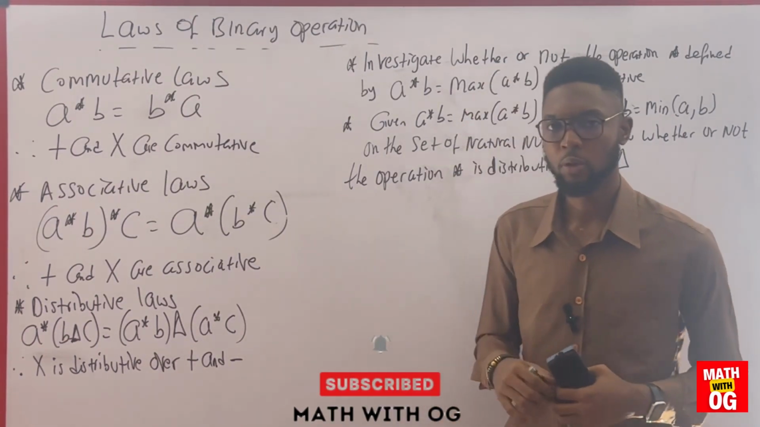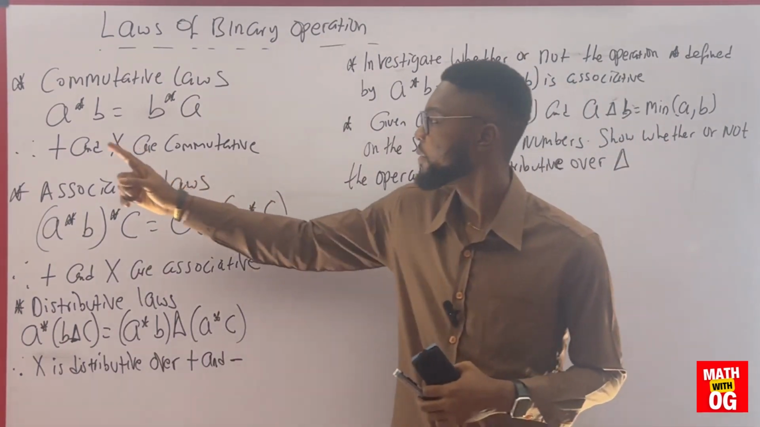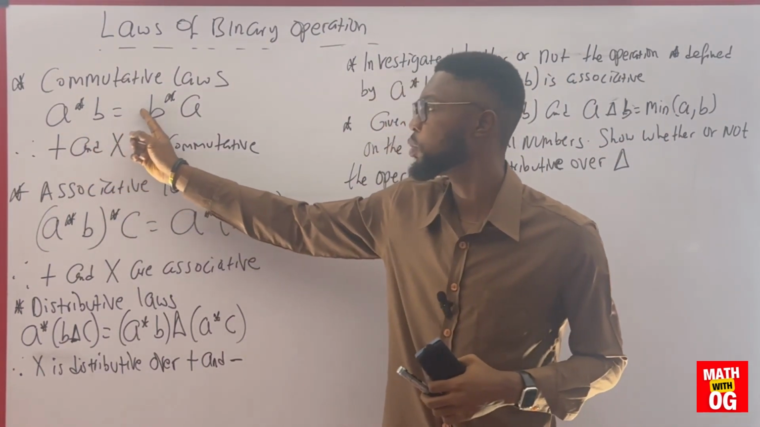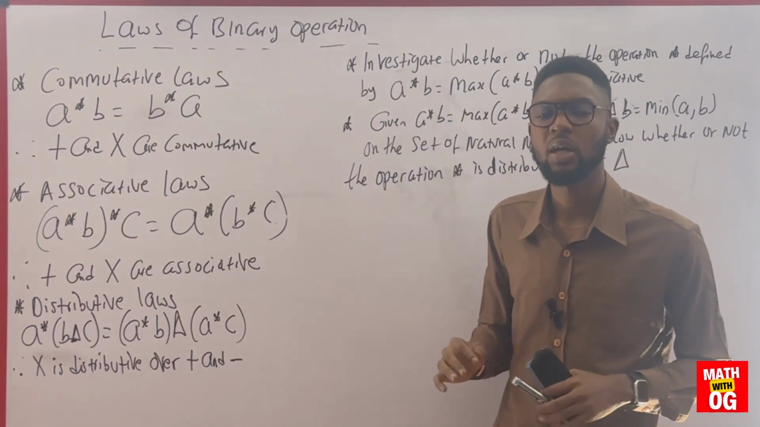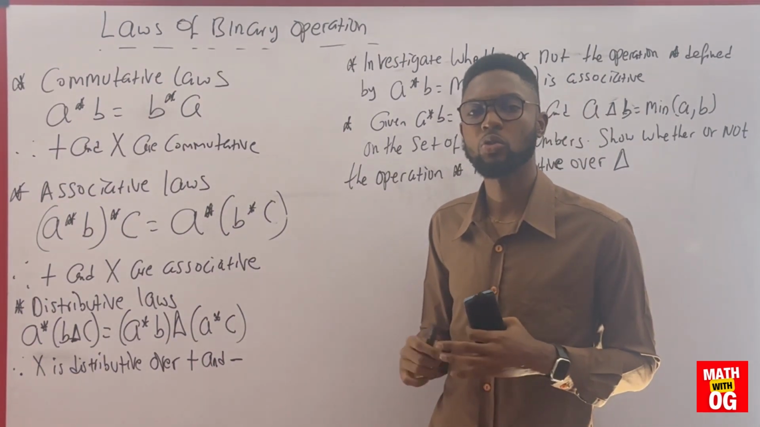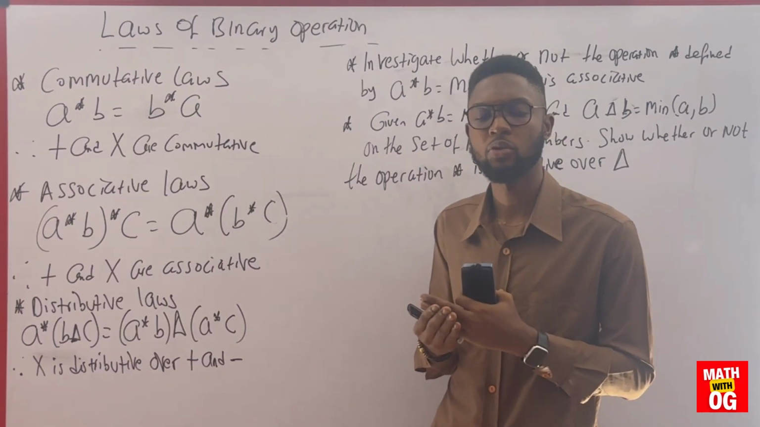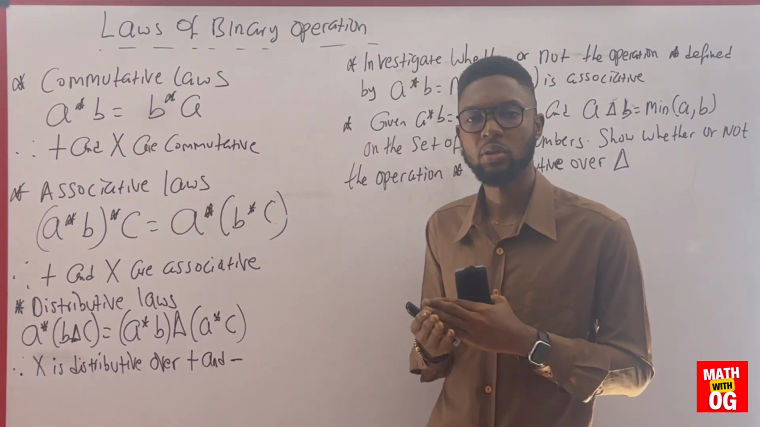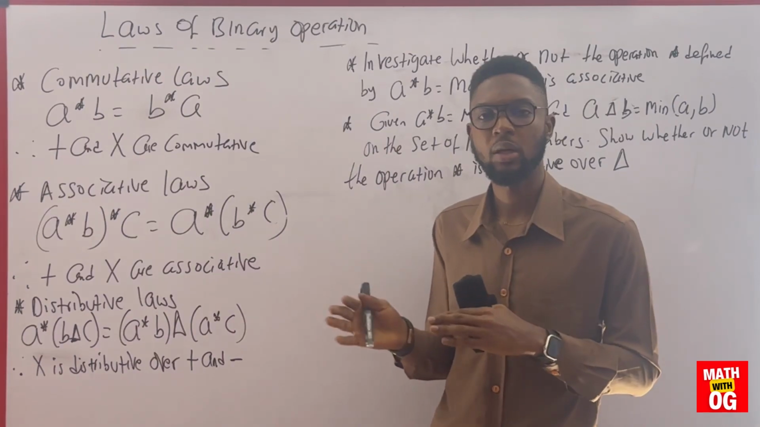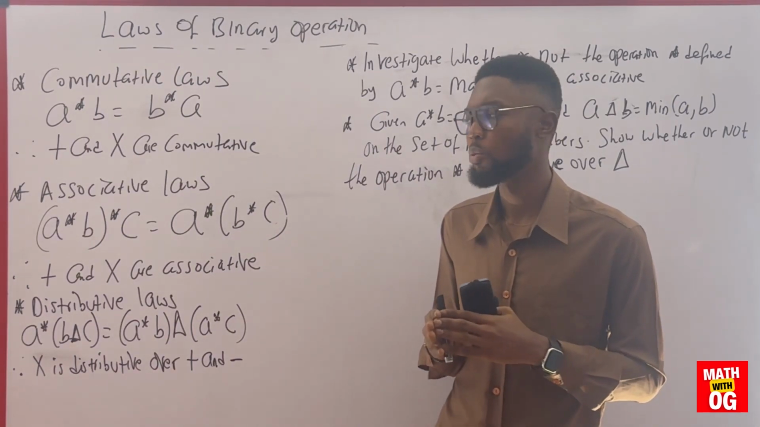Now for a commutative law, the law is simple. Whenever you have A operation B to be equal to B operation A, we say that the operation is commutative. Whenever A operation B will give us the same value as B operation A, the operation is commutative. So whichever one is coming first will not alter the result. We say it is commutative.